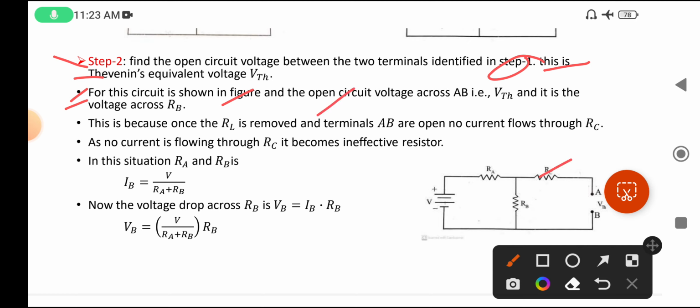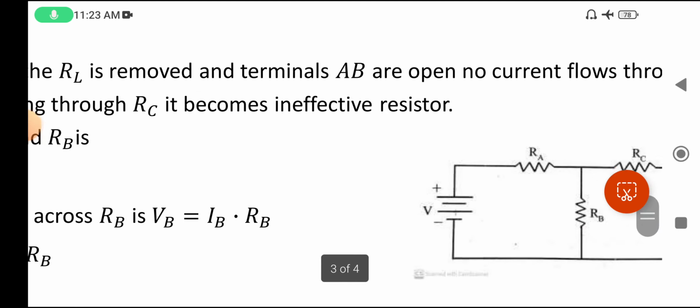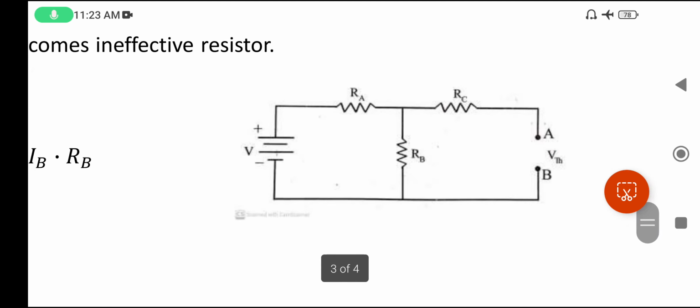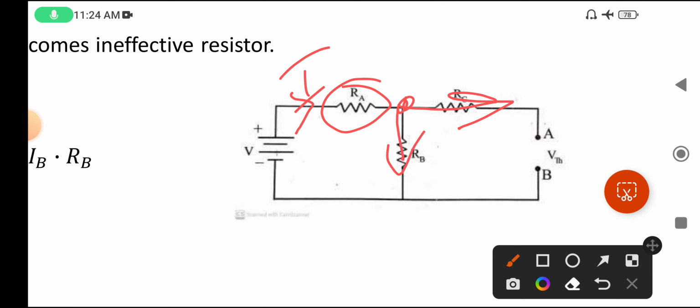The open circuit voltage across AB is V Thevenin, and it is the voltage across RB also. Why is it across RB? Because see here, suppose the current is flowing like this, I amount of current. This current flows through RA, but at this point, part of the current flows in this direction and part flows like this. So here the current is dividing.